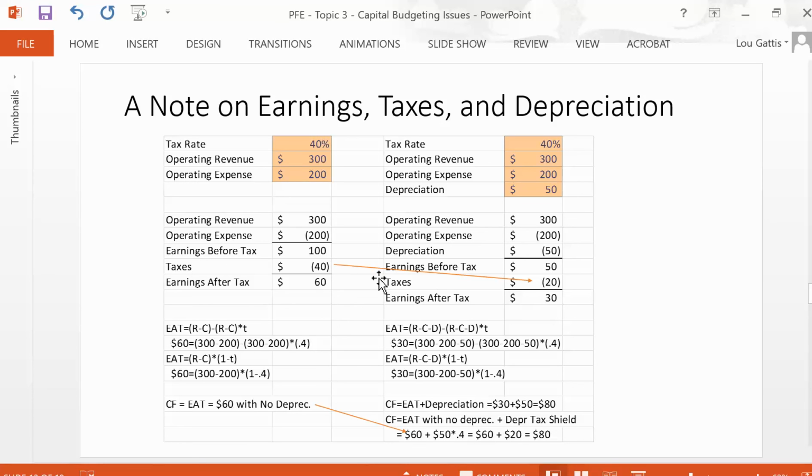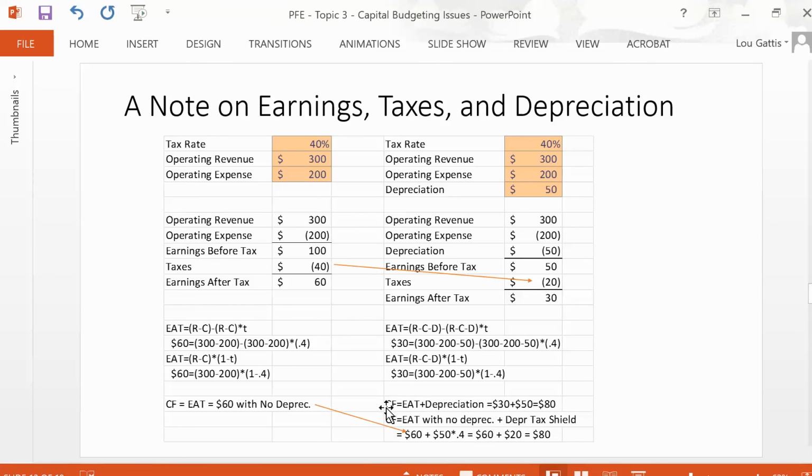So look what happened: the earnings after tax went down because I have more expenses, but my taxes also went down from 40 to 20. Now I could rewrite that a couple different ways. I could take revenue minus cost minus depreciation minus the tax on those items, or write it as revenue minus cost minus depreciation times 1 minus the tax rate. In other words, I get to keep 60% of that. So I could write it different ways to get me to the number of 30.